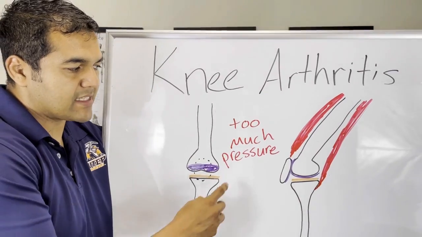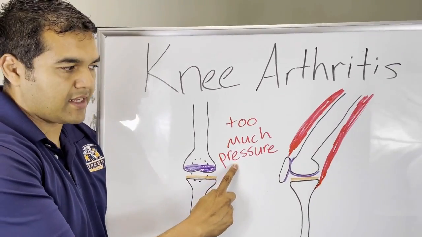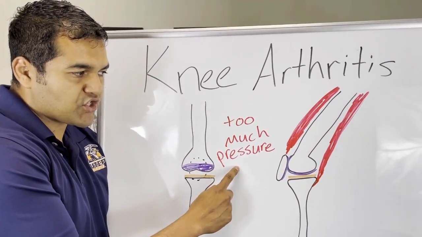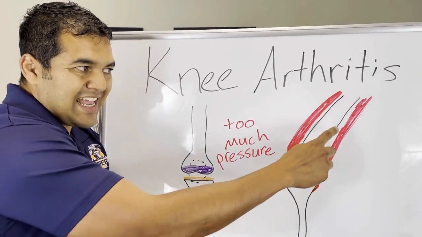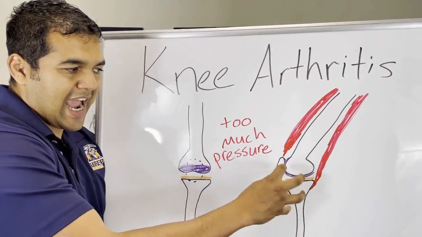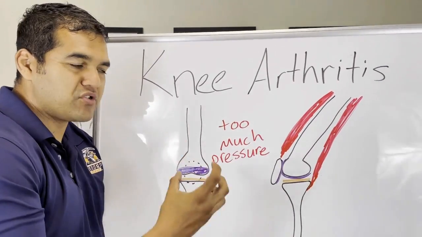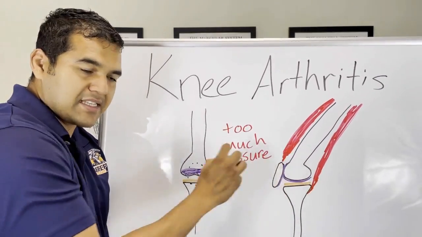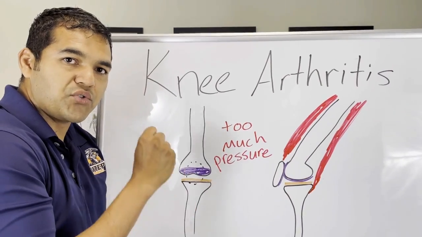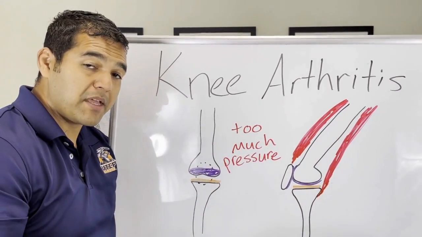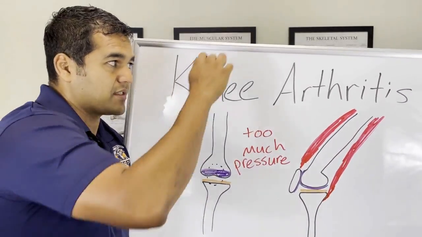And what I want to highlight is from the muscles, that's why I've written in red, there is too much pressure from the quad muscles and the hamstring muscles acting on the knee joint. When those two muscles together are too strong, they compress the knee joint and start to irritate or cause inflammation at that knee joint. This over time causes problems to the cartilage and the meniscus.